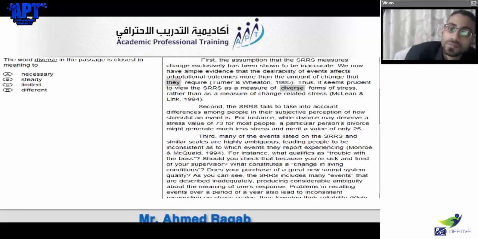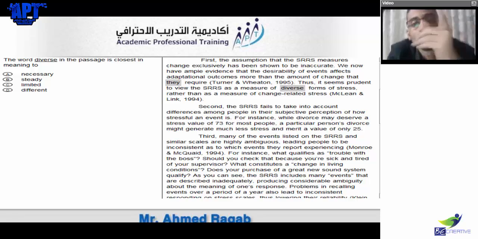Now let's go next. The word "diverse" in the passage is closest in meaning to... Now I know what the word diverse means. Should I answer it? No, I should go through the passage. So I go through the passage here. Thus, it seems prudent to view the SRRS as a measure of diverse forms of stress, rather than a measure of change related to stress. Diverse. Diversity.